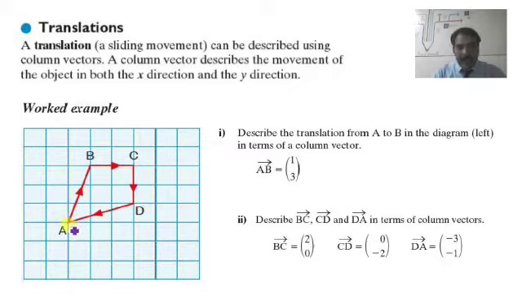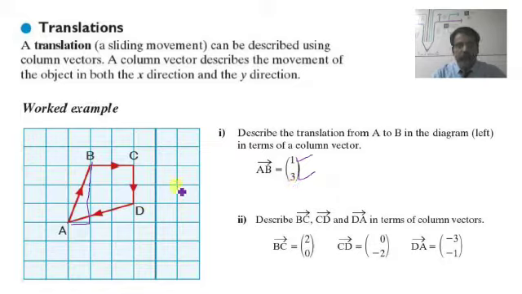So first we will say that from point A to reach point B, we have to move on the x axis. While moving on the x axis, we can see that the point B is to the right hand side. So we will move first one step to right, then 1, 2, 3 steps up, and that is how we can find out the column vector for vector AB. So on x axis a positive movement and on y axis also there is a positive movement. That is why we are writing 1 and 3 as the column vector.